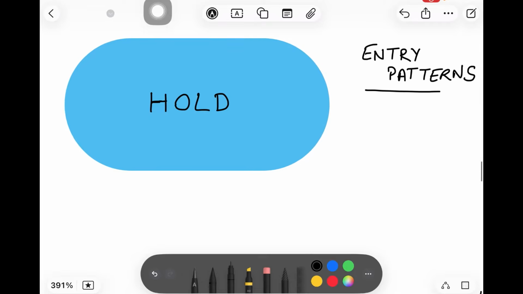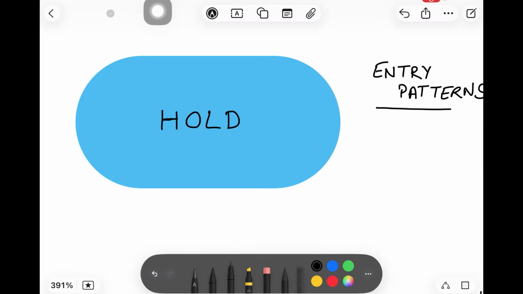So as you can see on the screen, this is what a hold looks like. So we will make two arrows so that you don't get confused. So the arrows that you see are what you have to follow to be in a hold.